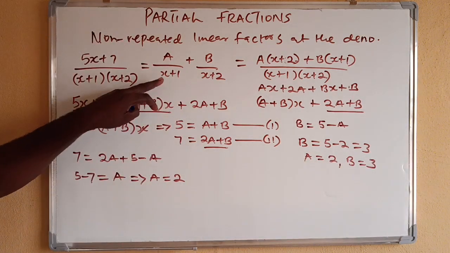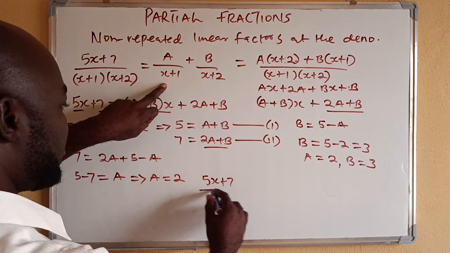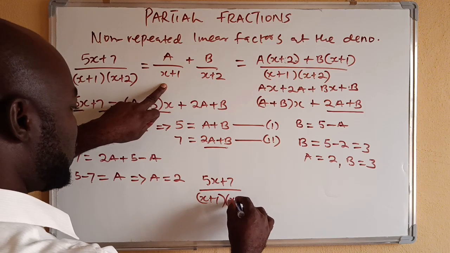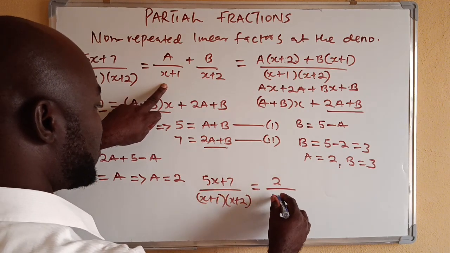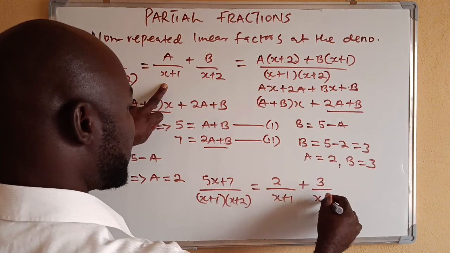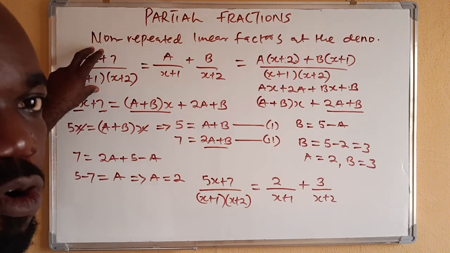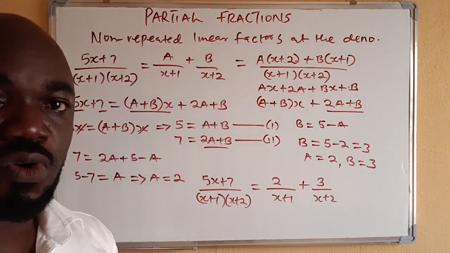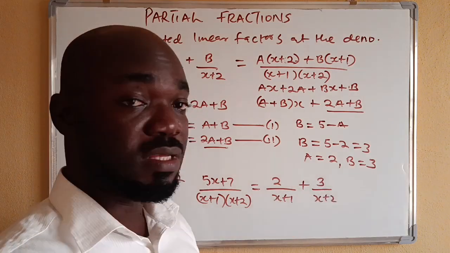So if I substitute them into this fraction, I'll be having 5x plus 7 divided by x plus 1, and then x plus 2. So my a is 2, which is over x plus 1, plus my b is 3, which is over x plus 2. So I'm using this same compound fraction for the three methods, so that you see that whichever method you use, you will arrive at the value of a to be 2 and b to be 3.